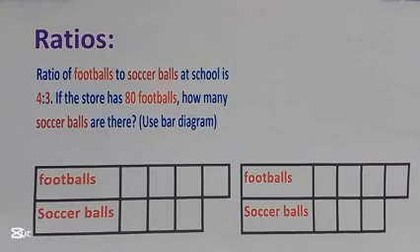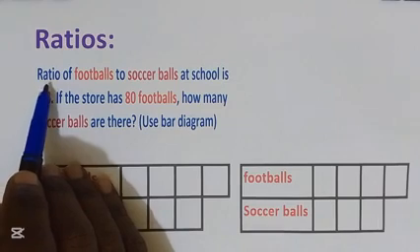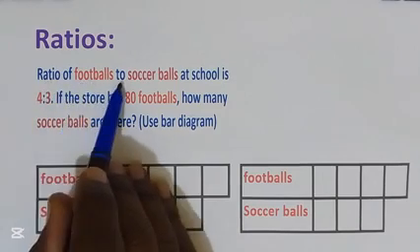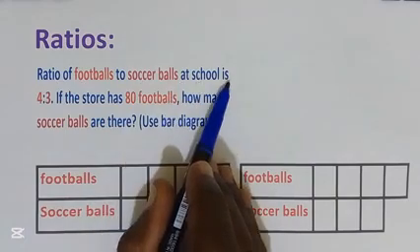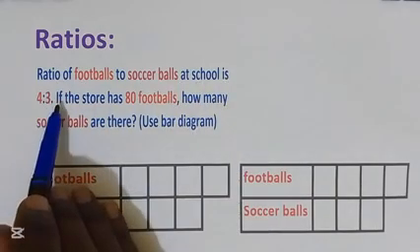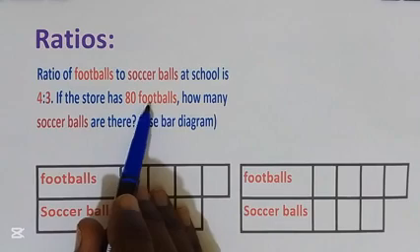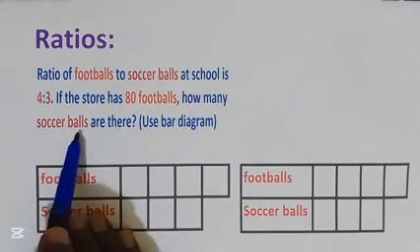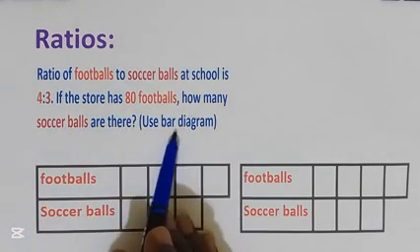We have a ratio question and we are going to see the ratio between football and soccer balls. The question says the ratio of footballs to soccer balls at school is 4:3. If the store has 80 footballs, how many soccer balls are there? We are supposed to use a bar diagram.